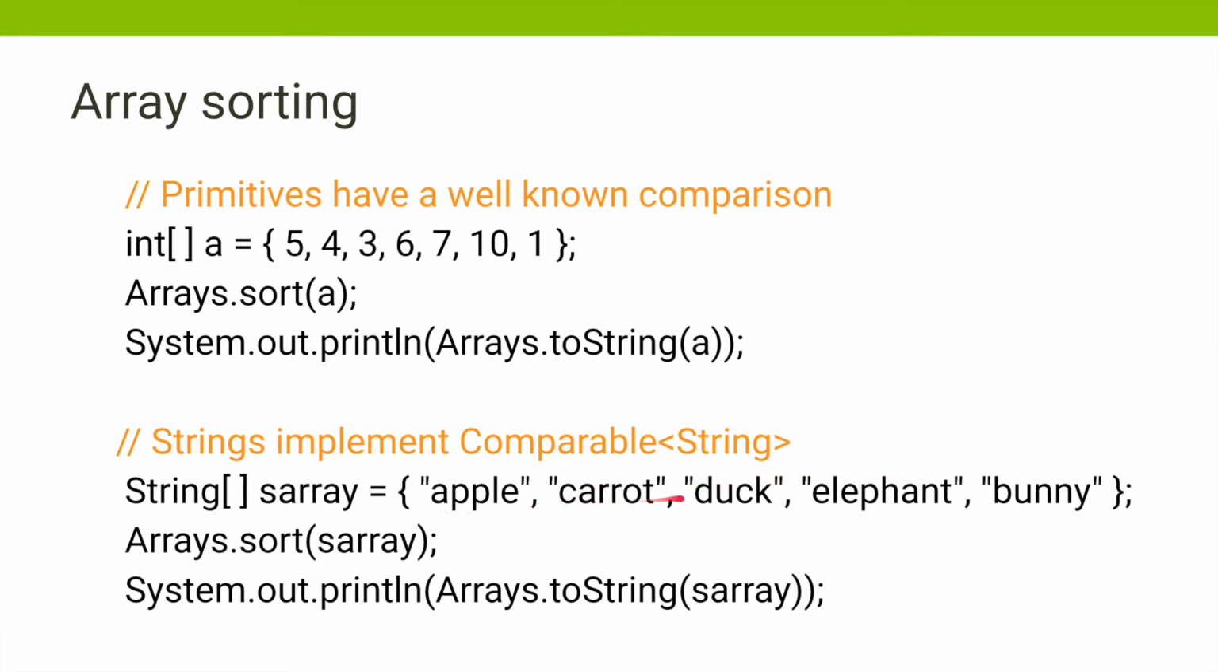So apple, carrot, duck, elephant, bunny. Some of these are not like the other. We can sort them the same way we did before. You just take this, put it in there, and they will be sorted, okay?